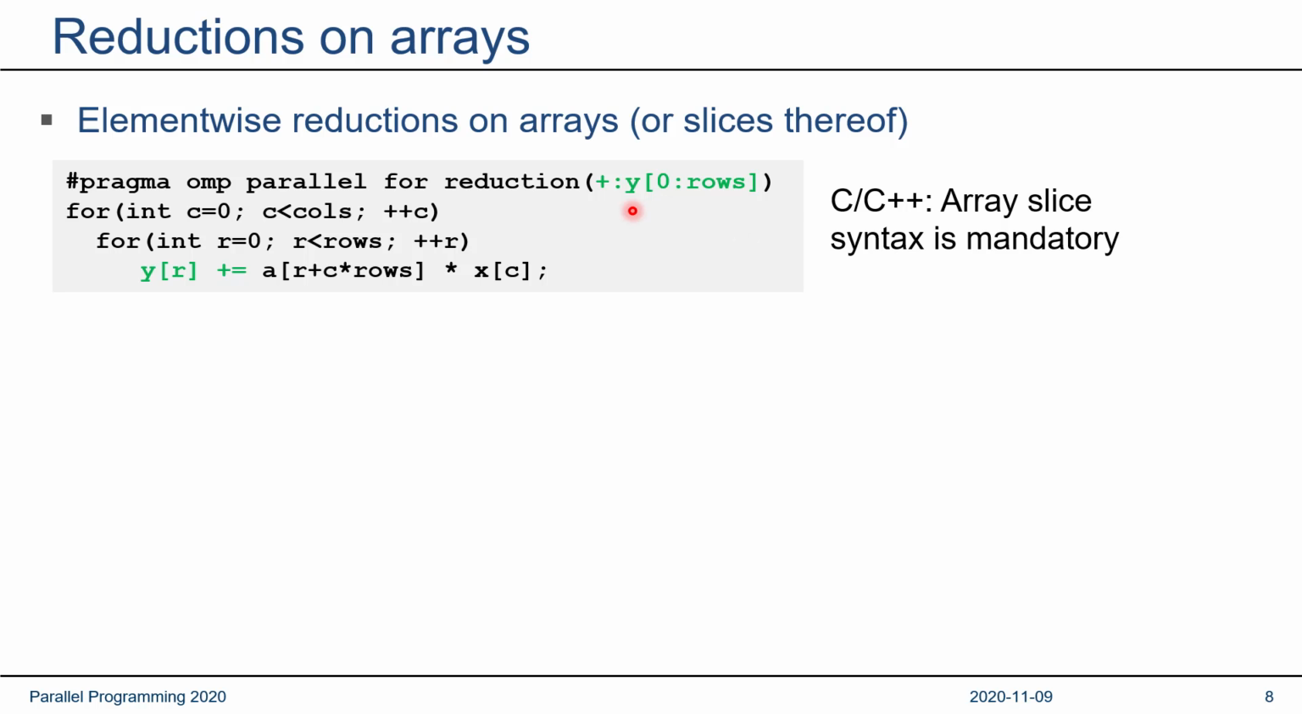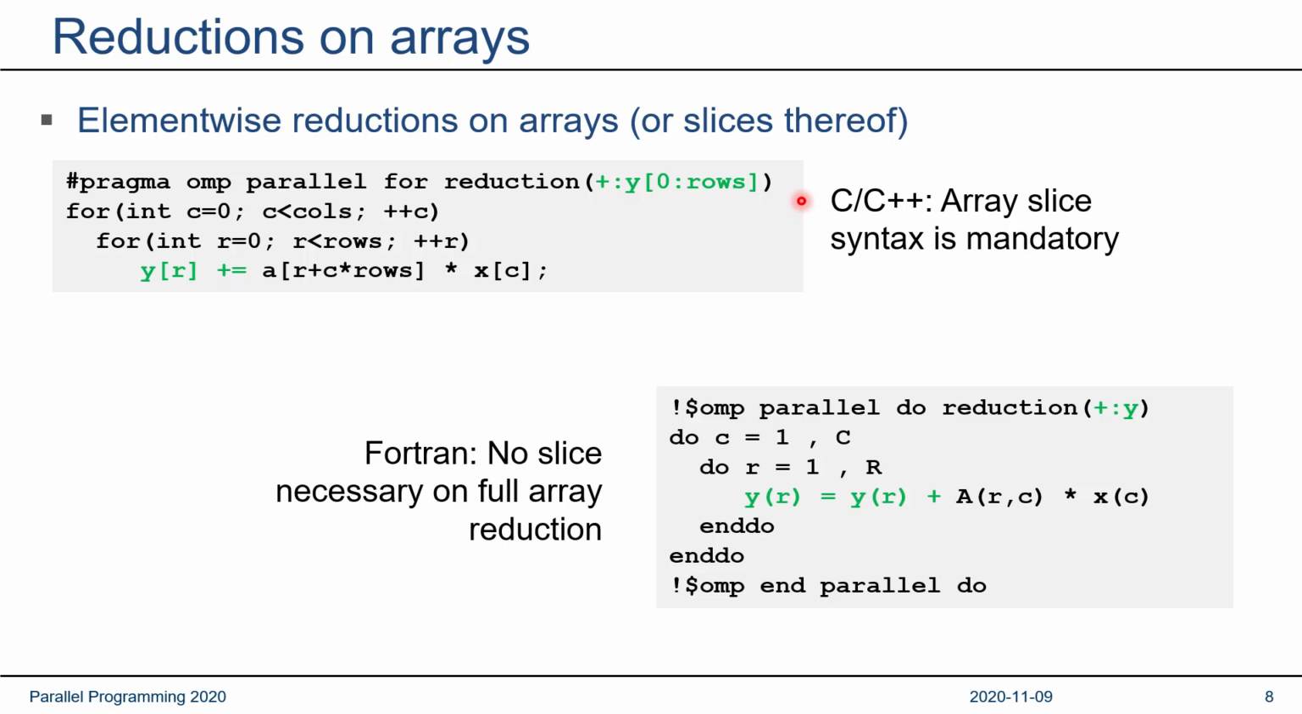In this case, each thread will get its own local zero initialized copy of the full left-hand side vector y, and they're accumulated, and in the end, they're added up. Of course, this can cause a lot of data to be stored on the local stacks of the threads. So there's a caveat here. You have to be sure to have enough stack space available in such cases.